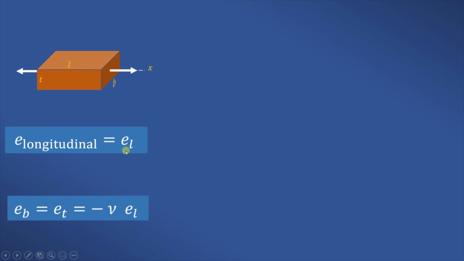What is strain in length? Longitudinal strain, that is P upon AE. And what is strain in width and thickness? Nu times P upon AE. And what is that P? Magnitude of this load. And what is the cross-sectional area? B into T.